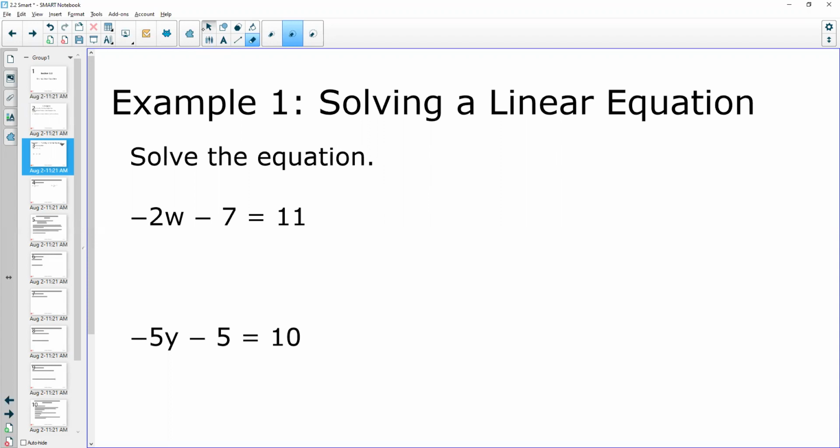variable equal the number. So the idea is to isolate the variable alone.